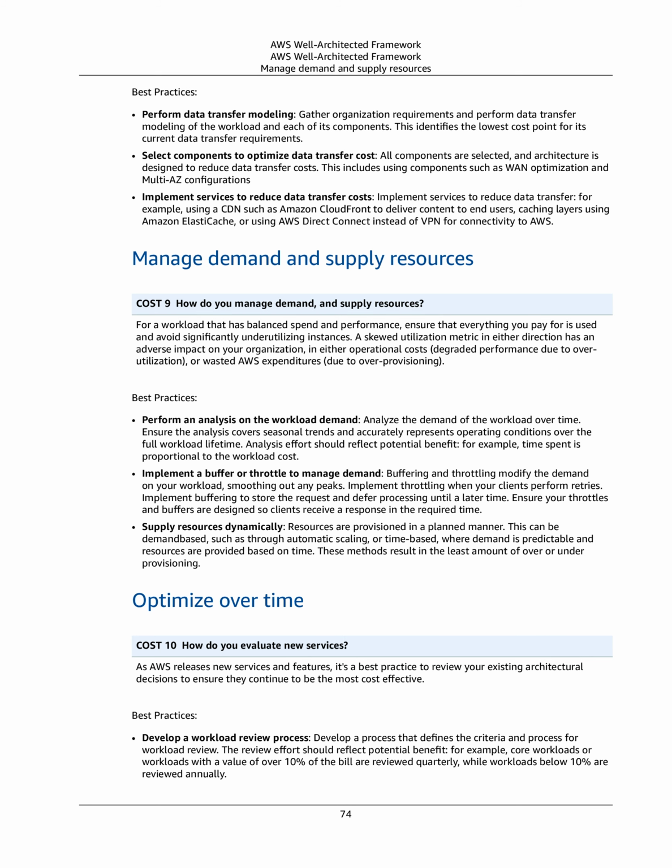Best practices: develop a workload review process. Develop a process that defines the criteria and process for workload review. The review effort should reflect potential benefit. For example, core workloads or workloads with a value of over 10% of the bill are reviewed quarterly, while workloads below 10% are reviewed annually. Review and analyze this workload regularly. Existing workloads are regularly reviewed as per defined processes.